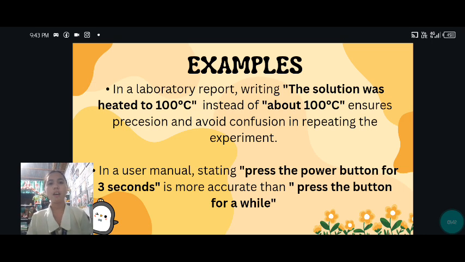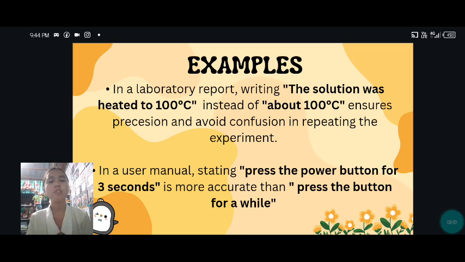So let's have some examples here. So I have two examples here. So let's have the first one. So in a laboratory report, writing the solution was heated to 100 degrees Celsius instead of about 100 degrees Celsius ensures precision and avoids confusion in repeating the experiment. So do you agree with that? Yes, so it is correct, no?